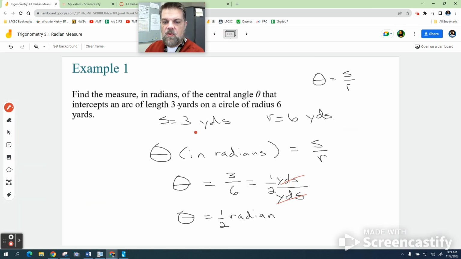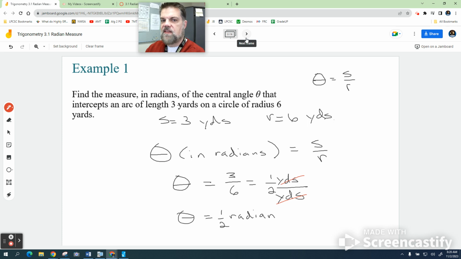So I look at example 1, and I notice that in my notes, I canceled out the yards. I reread example 1 in my notes, which only takes, watch, I'll read it for you. It says, find the measure in radians of the central angle theta that intercepts the arc of length 3 yards on the circle with a radius of 6 yards. And so then I wrote down S equals 3 yards, R equals 6 yards. Theta in radians is equal to S over R. Theta is equal to 3 over 6. And then I wrote the yards down, and the yards canceled, so I got 1/2 radians.